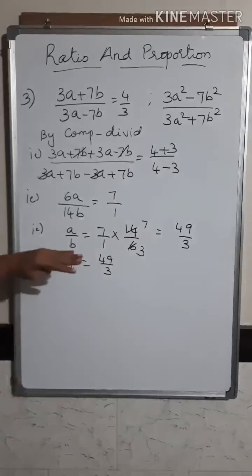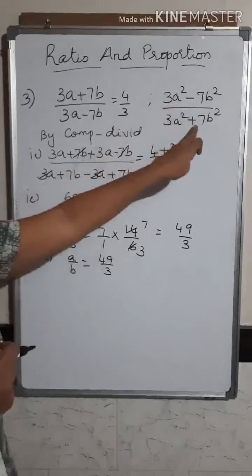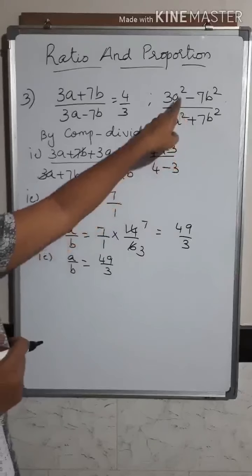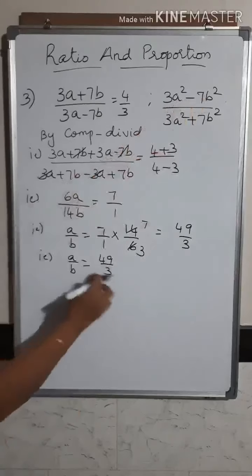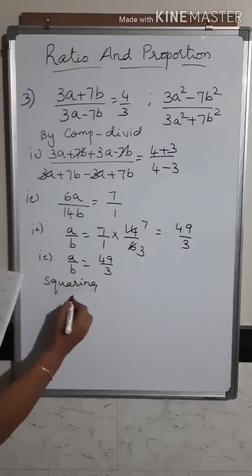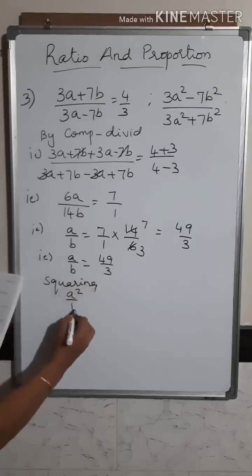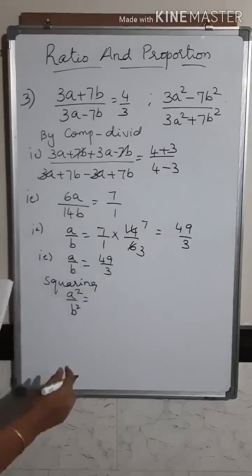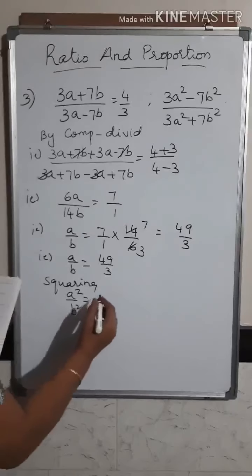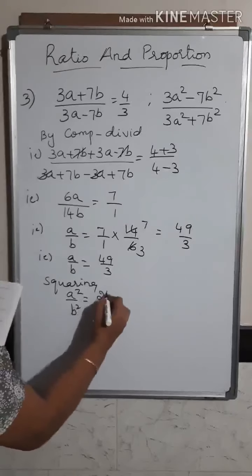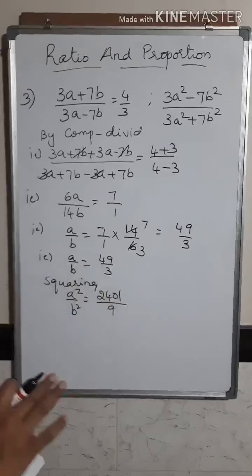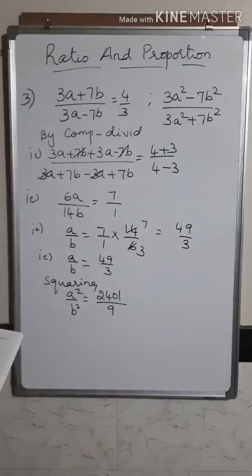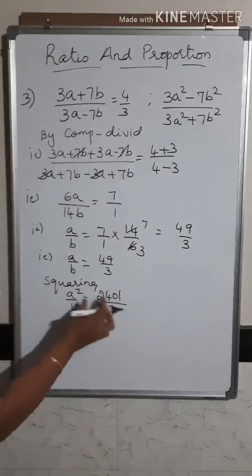Now using this ratio, you need to find out the value here. Now here you have got squares for a and b. So first what you have to do is square it on both the sides. Squaring, you get a square upon b square is equal to 49 squared over 3 squared. When you square it, you are getting the answer 2401, and 3 square is 9. So I have done the calculation and I have kept it. So I have written it is 2401 upon 9.